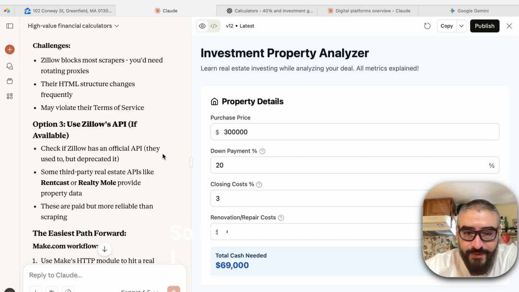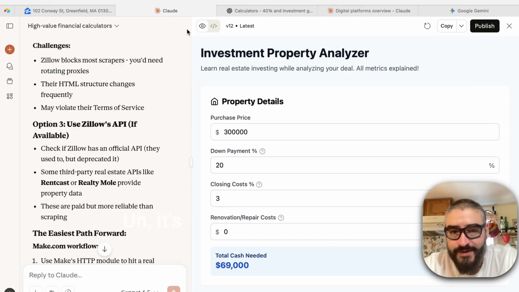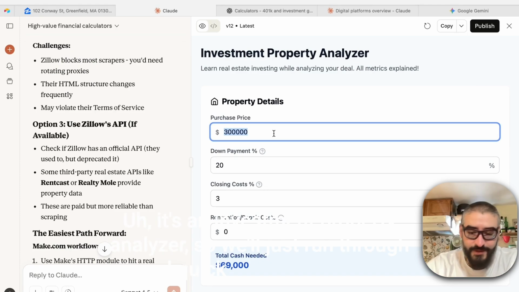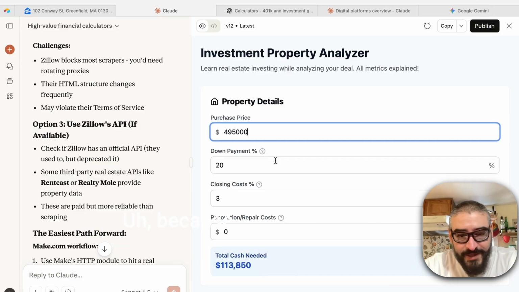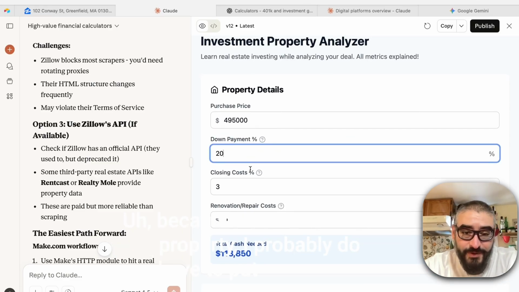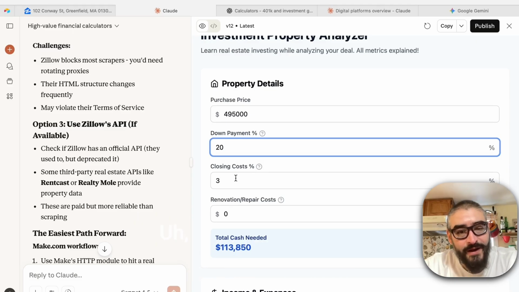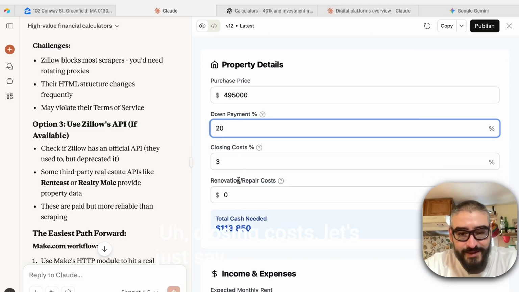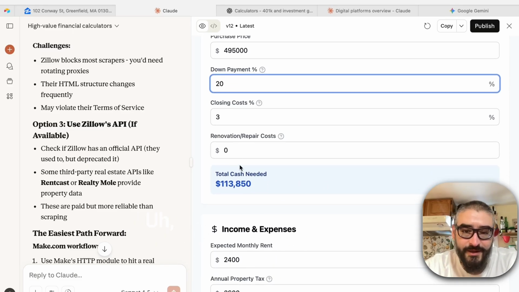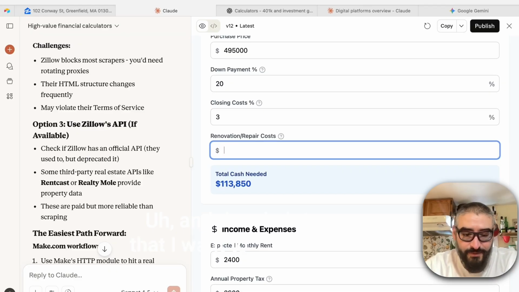So this is a tool that I made with Claude. It's an investment property analyzer. So we'll just run through real quick and fill it in. 495. Because it's an investment property, I probably do have to put 20% down. Closing costs, let's just say that that is 3%. And then let's just say that I want to put 20,000 into it when I get started.